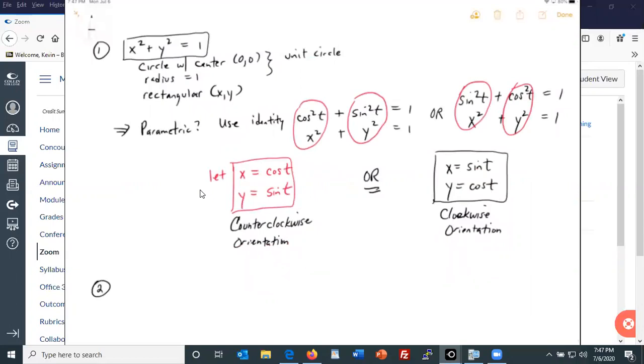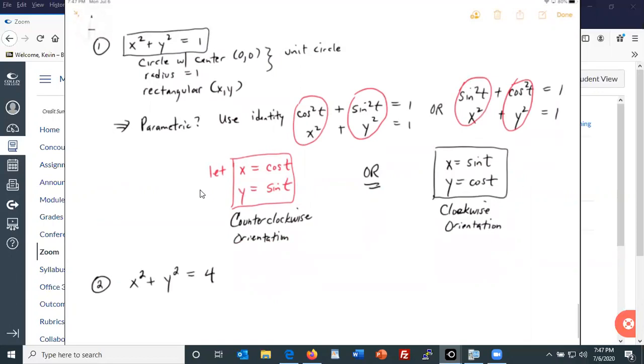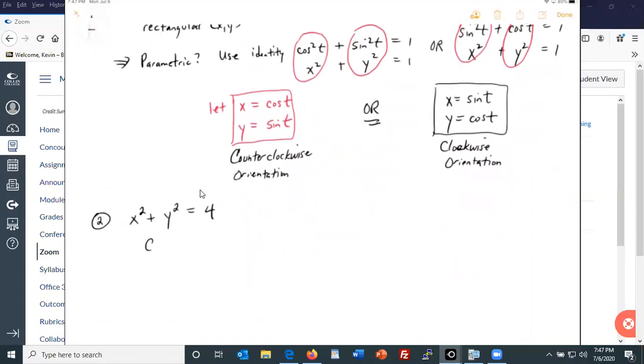All right, how about this example here? What if we have a circle with a radius of 4? Or excuse me, a radius of 2. All right, so this will be center 0, 0. And the radius would be 2 because 2 squared is 4. And again, this is rectangular.